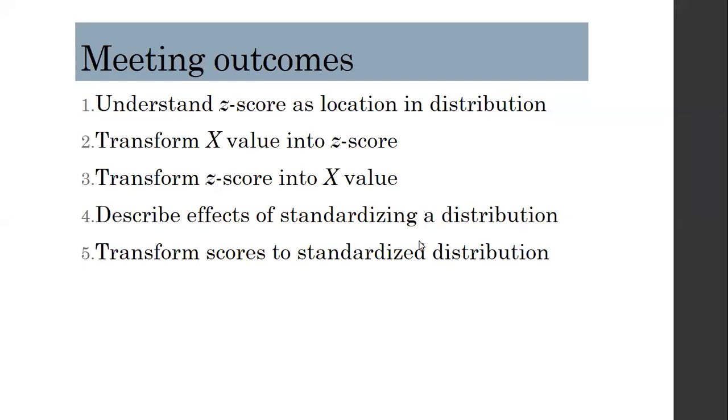So at the end of this exercise, I just want you to understand that a Z-score is used to locate a score in a distribution, and we are going to calculate these two: transform a Z-score into an X value and transform an X value into a Z-score. An X value is, let's say you get 70%, and then we want to compare with other campuses, how did you do? And we are able to do so if we convert all the scores into Z-scores, okay?